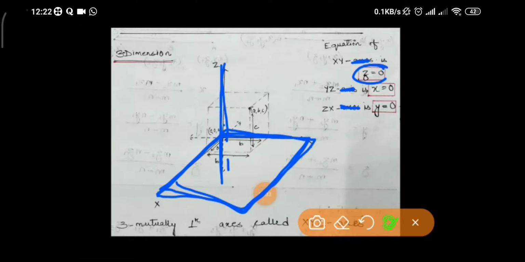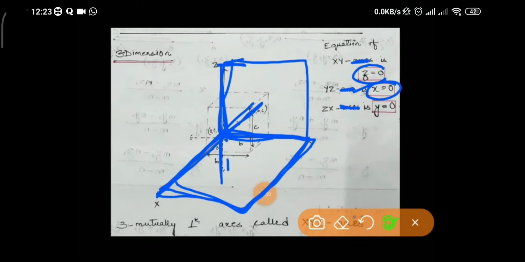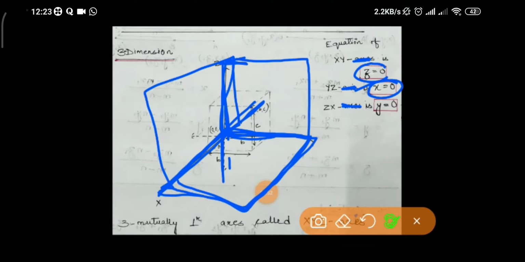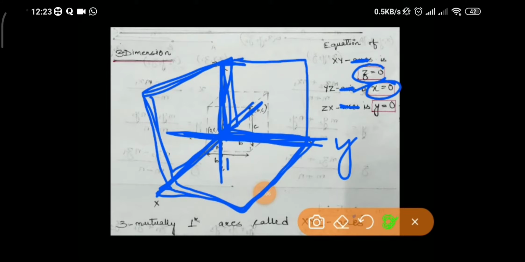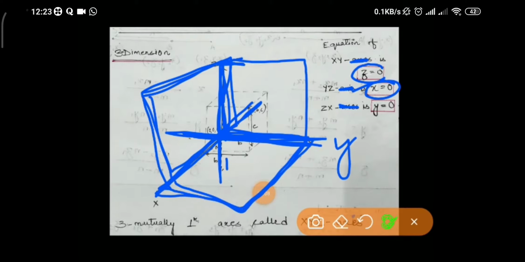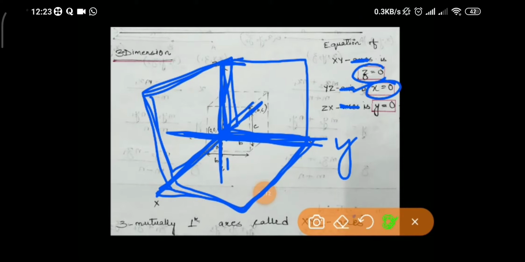Similarly, if you look at the yz plane, this plane is passing from this line. This is our x-axis. So for the yz plane, the equation will be x equals 0. Similarly, the xz plane. Now try guessing the equation of the xz plane. The xz plane is passing from this line. This line is y. So that is y equals 0. That is how we will get the equation of our xy plane, yz plane and zx plane.